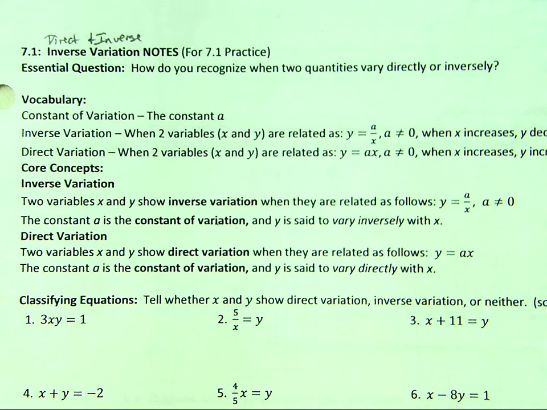Okay, these are the notes for section 7.1. 7.1 is on variation. Two principal parts of variation are direct variation and inverse variation. So we're going to be talking about both of those, distinguishing between the two, doing equations with the two. Each one of them has what's called a constant of variation.